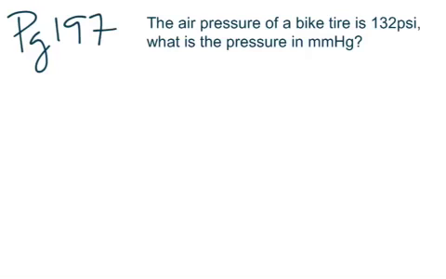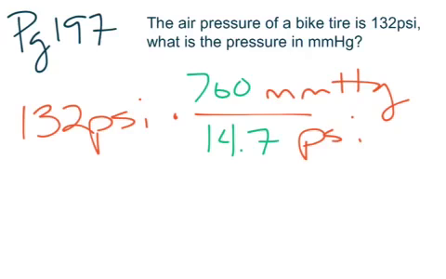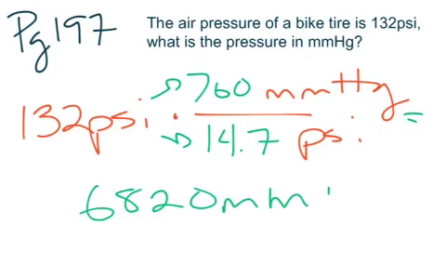If you look at page 197, we've got all the basic units like millimeters mercury and atmosphere and all that stuff. And we're going to convert between them the same way we convert between anything. You start with the number in the question and then you use the two conversion units. You set up a fraction and then multiply and divide. So for example, if we want to take PSI and turn it into millimeters mercury, the conversion ratio between them is 760 to 14.7. So we're going to multiply and then divide, and you get 6,820, if we round for sig figs, millimeters mercury.